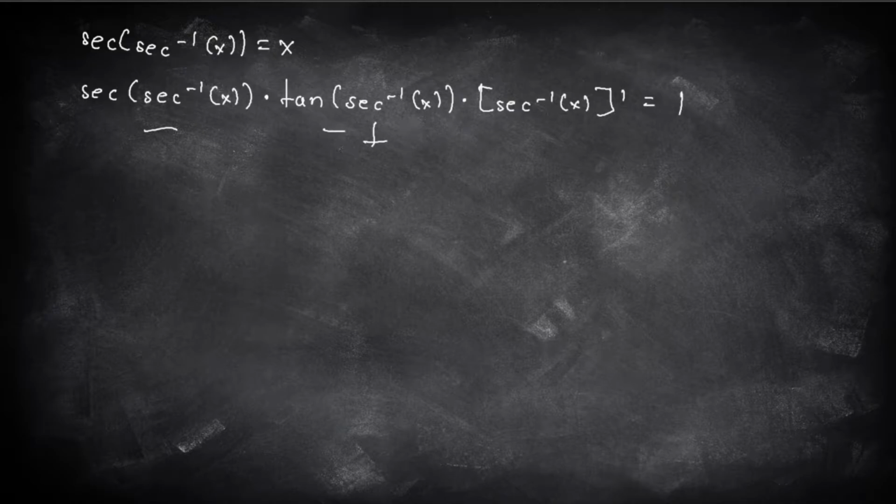So we need to keep track of the sign, because if this is negative and this is negative, it might be positive at the end. We don't know that. So what we have to do is figure this out using a picture. Secant works the same as inverse cosine, which only works in the first and second quadrant.